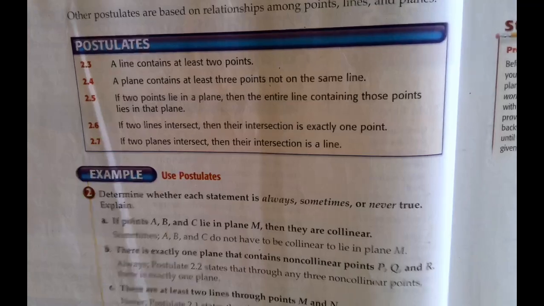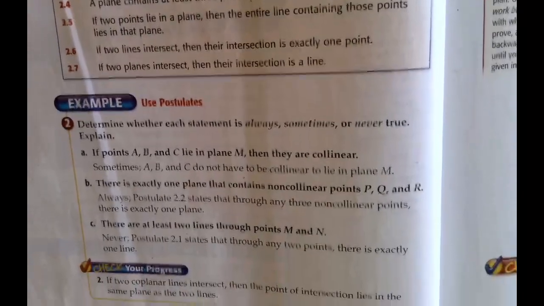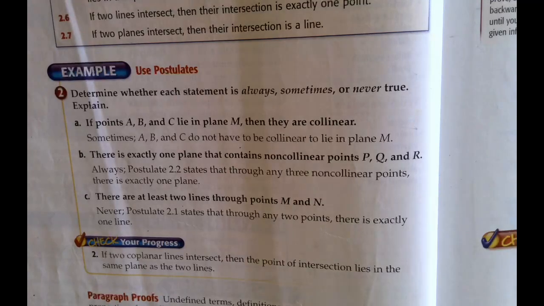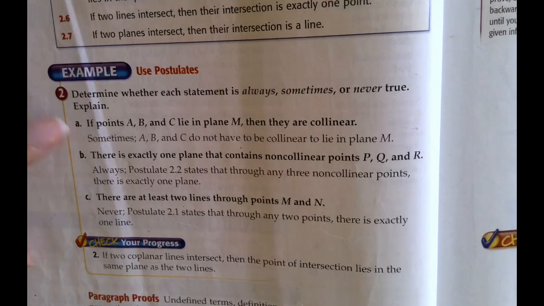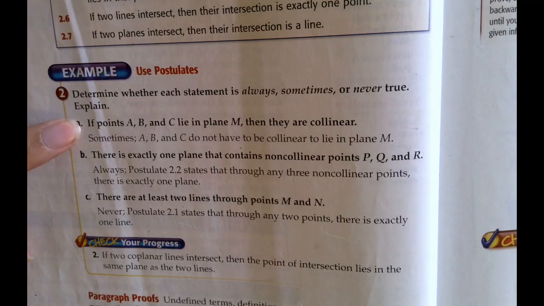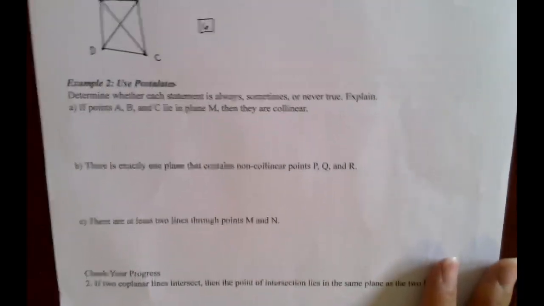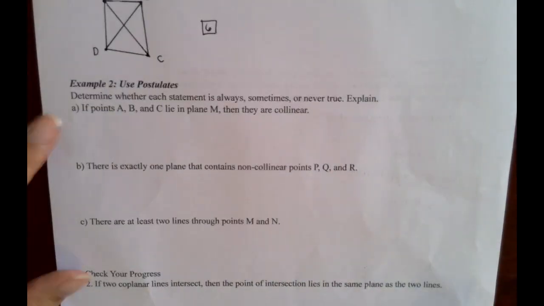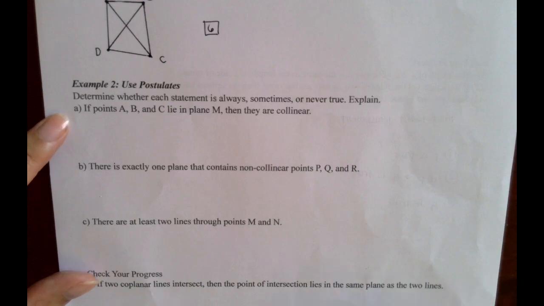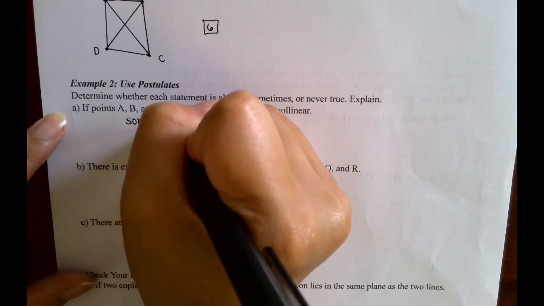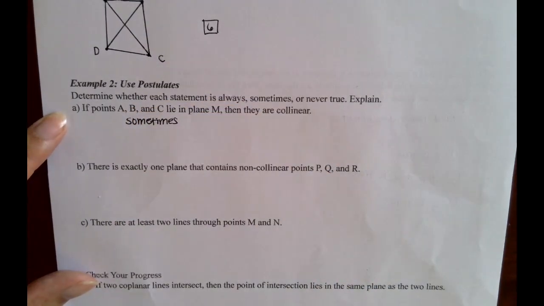Okay. So next with example 2, we're going to determine whether each statement is always, sometimes, or never true, and we're going to explain. Okay. So the first one says, if points A, B, and C lie in plane M, then they are collinear. Okay. Actually, I think I'm going to do it on the paper so that way I can draw for you all the examples. Okay, so if points A, B, and C lie in plane M, then they are collinear. This is sometimes. Okay, here let me explain.